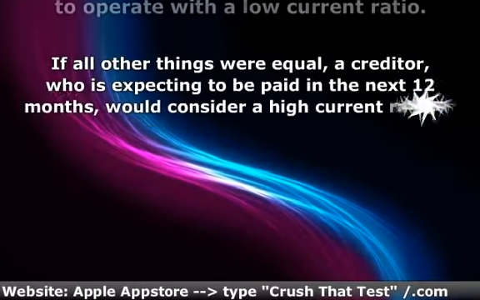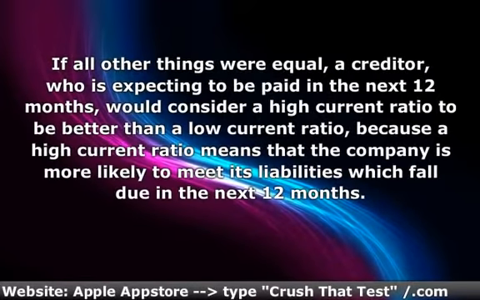If all other things were equal, a creditor, who is expecting to be paid in the next 12 months, would consider a high current ratio to be better than a low current ratio, because a high current ratio means that the company is more likely to meet its liabilities which fall due in the next 12 months.